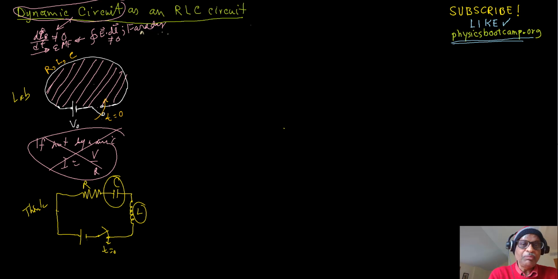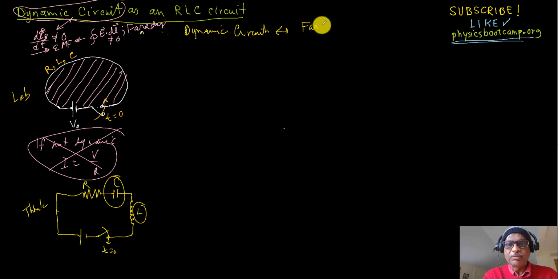Okay, so dynamic circuit means you don't have all these Kirchhoff rules, right? You have Faraday's law. That's what you've got to do. So Faraday's law is: minus ∮E·dl equals dΦ/dt, and this is what I've been calling EMF, but some people don't do it that way.